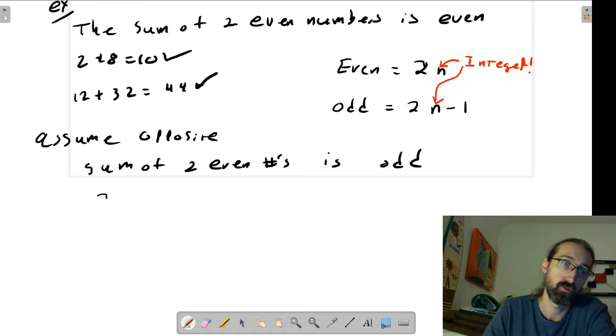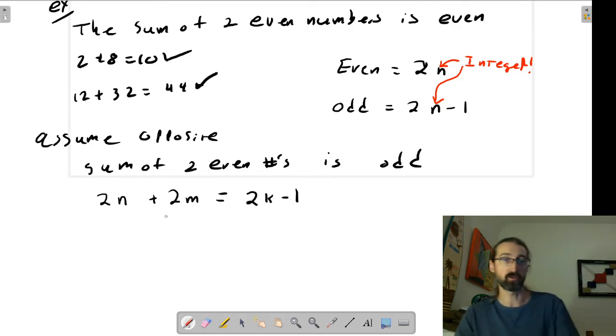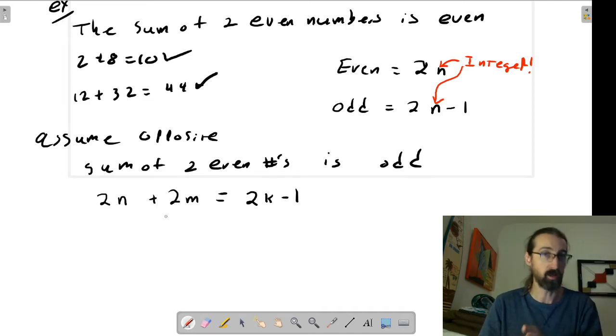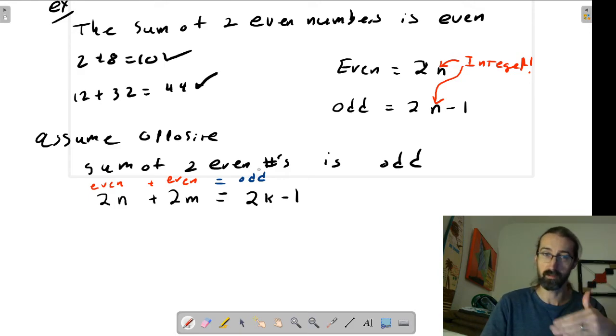So 2 times some number, call it n, plus 2 times some other number, call it m, two even numbers, is going to be an odd number. I'm going to call it 2 times some other random integer, call it k, minus 1. I'm going to assume that if I add two even numbers, I'm going to get an odd number. Here's even, plus another even number, I'm going to say that it equals an odd number. So somewhere down this proof, I'm going to have something that breaks, something that is a contradiction.